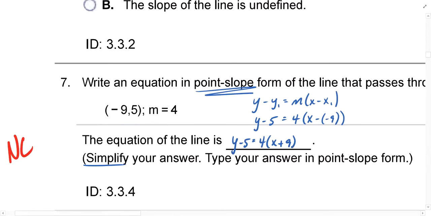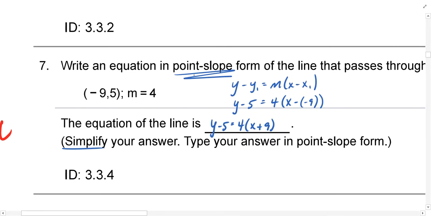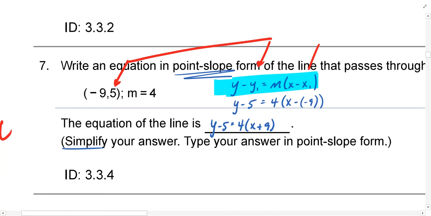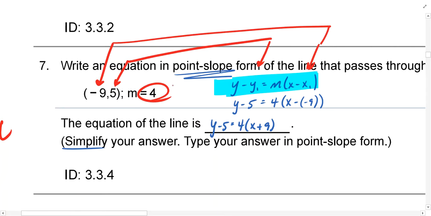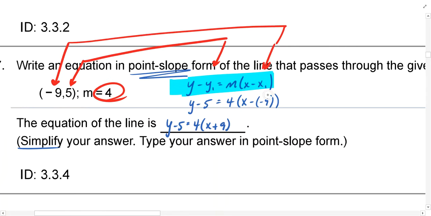Moving on to number 7. This time we're being asked to write an equation in point-slope form. Linear equations take on many different forms, whether it's standard form, point-slope, slope-intercept, etc. This is the format for point-slope form, keeping in mind that y1 represents the y-coordinate from the given point, x1 represents the x-coordinate from the given point, and m, of course, is the slope of the equation.